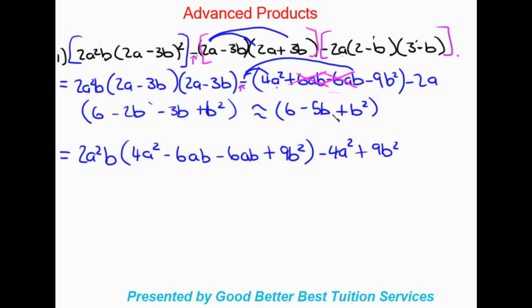So we'll say negative 2a times 6, that gives me negative 12a. Negative 2a times a negative 5b, that gives me positive 10ab. And then negative 2a times positive b squared, that gives me negative 2ab squared.